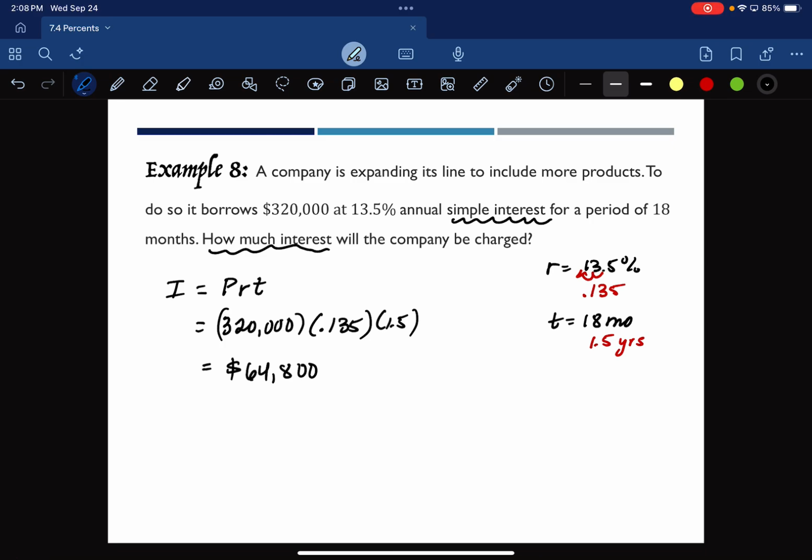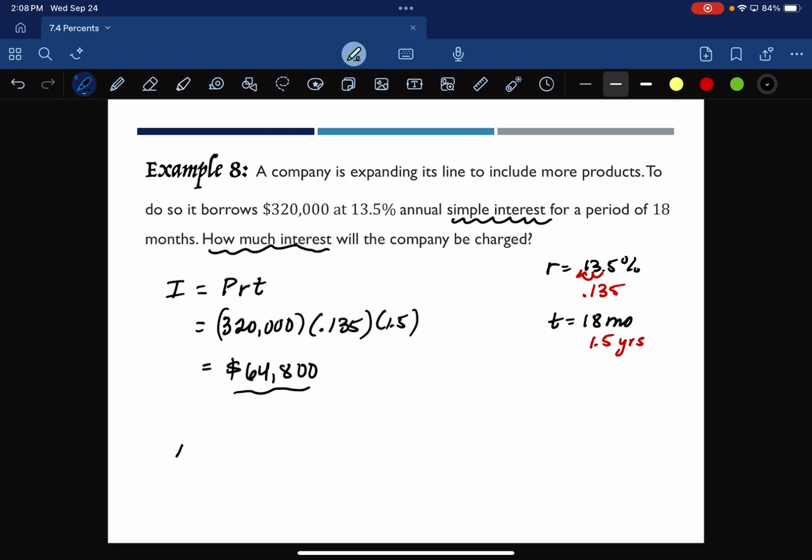Okay, now what could we do if we were asked to find this and we found this, and then we looked back and said, oh shoot, it didn't ask me to find interest. It asked me how much money they were going to have to pay in total when we're done. That's okay. We can just take this amount and add it to what we borrowed, right? You have to pay that part back too.